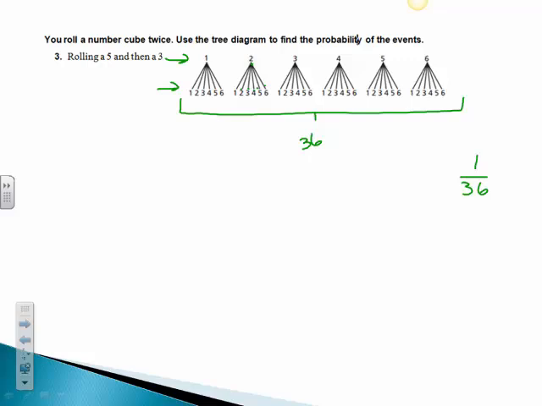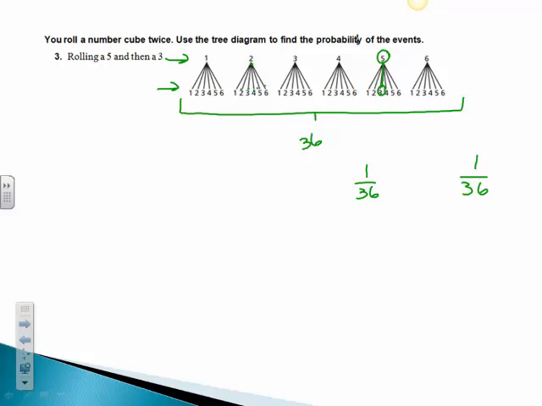I want to roll a 5, so I want a 5 first, and then I want to roll a 3. That is only one of my options. So I would have 1 out of 36. But watch. These are independent events.